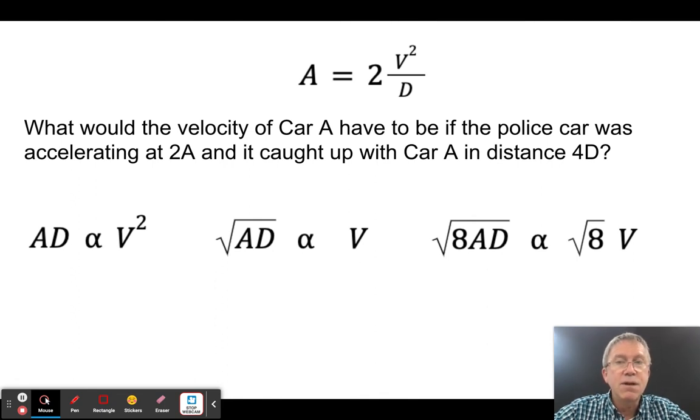Therefore, if a went up by a factor of 2 and d went up by a factor of 4, since they're multiplied together, I get 8. The square root of 8ad would be proportional to the square root of 8 times v. So the velocity goes up by a factor of root 8. All right, so there you go.